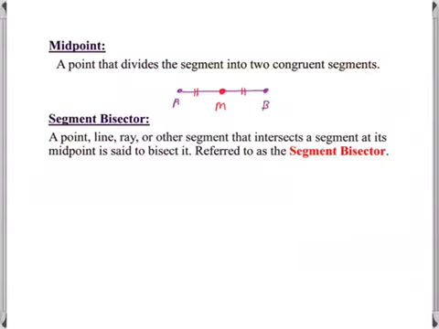Segment bisector. A point, line, ray, or other segment that intersects a segment at its midpoint is said to bisect it. So bisect means to cut in half. So when something bisects it, it cuts it into two equal parts.